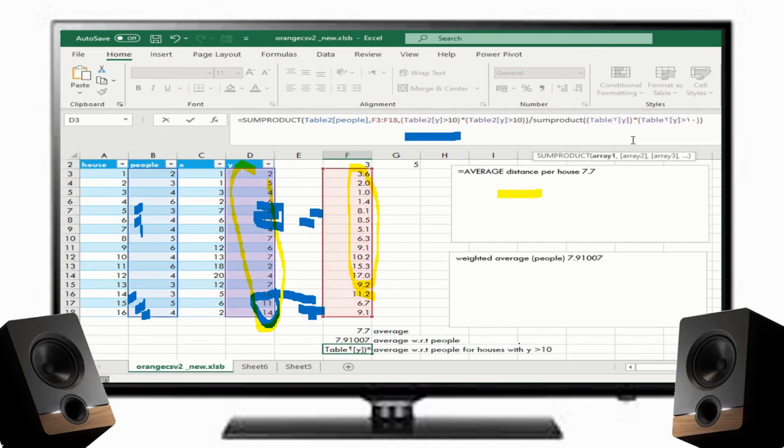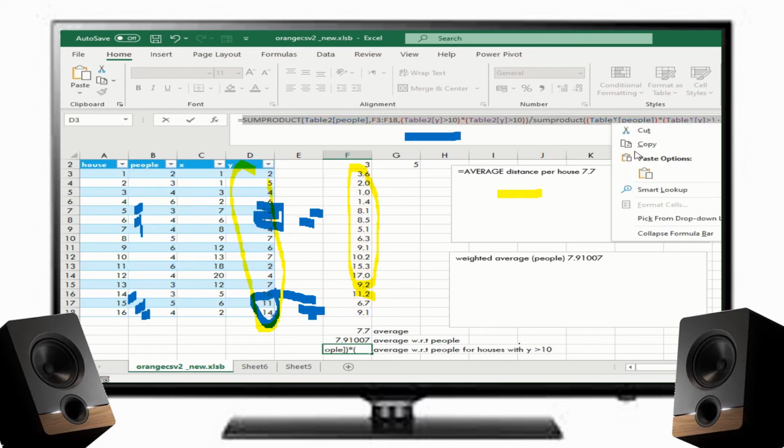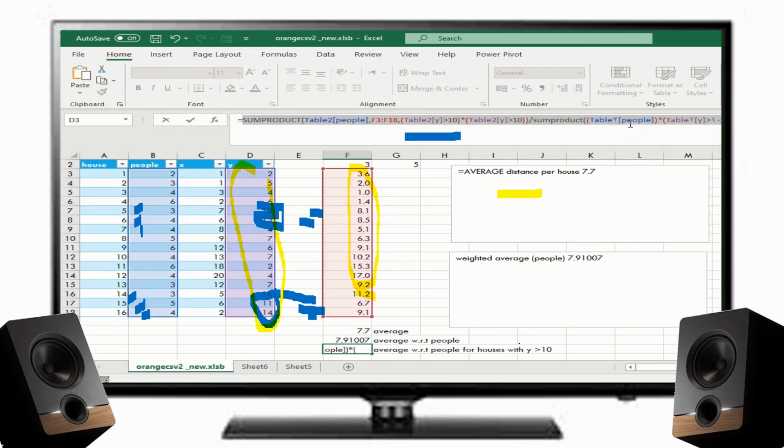So I will copy the formula after I finish. Here I can just copy something and update the table name or the column name. So it's very interesting, now it's almost finished. Just copy it.